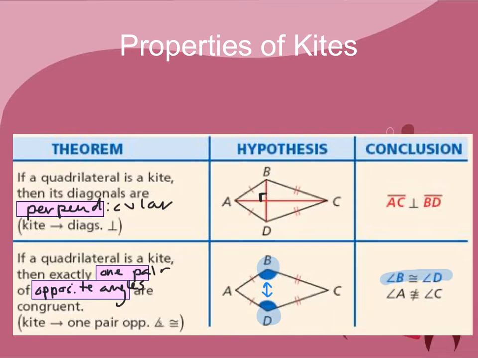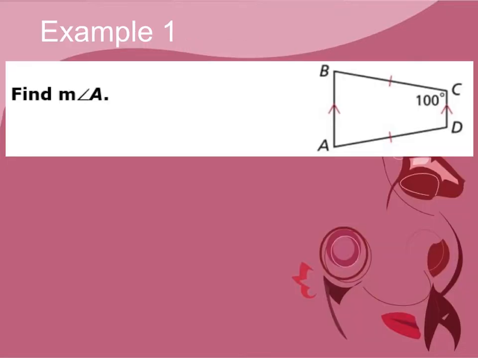Alright, so now we're going to do some examples. Example 1, find the measure of angle A. So we're looking for this angle here. 80. Raise your hand if you think it's 100. Raise your hand if you think it's 80.